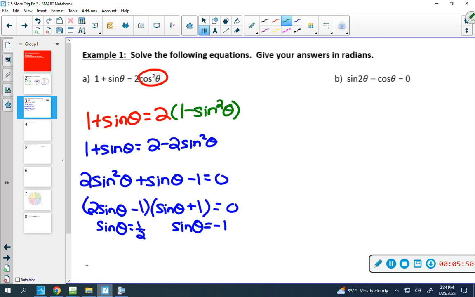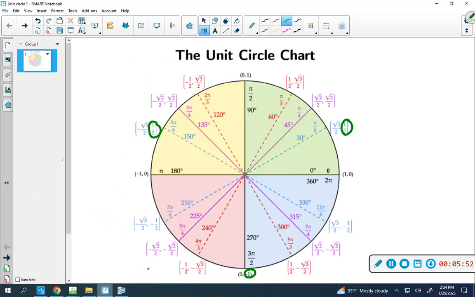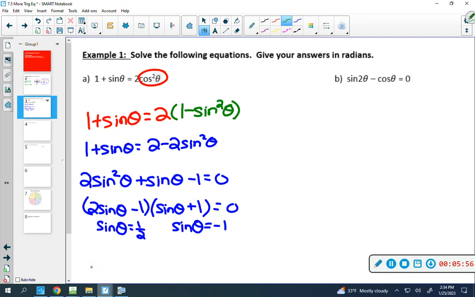So I'm just, like I said, I'm just going to steal these right off the unit circle. I've got pi over 6, 5 pi over 6. Let me start writing here. Pi over 6 plus 2 pi n. And of course we had our 5 pi over 6, 2 pi n. And we had that 270, our 3 pi over 2, 2 pi n.